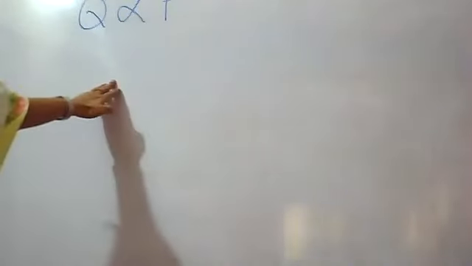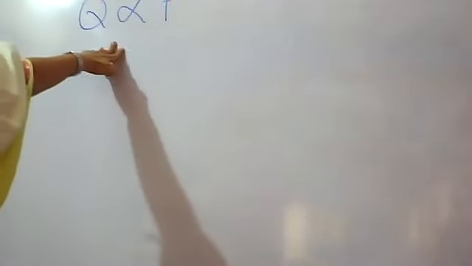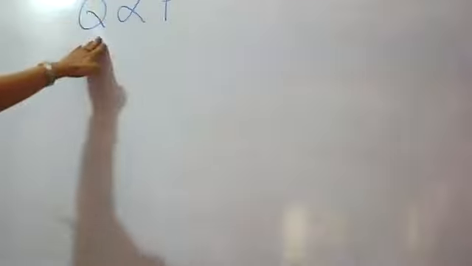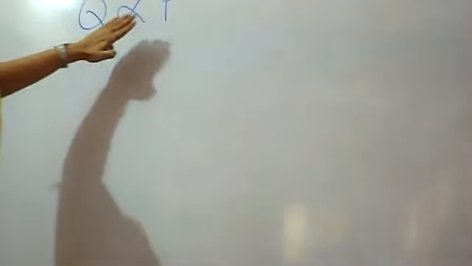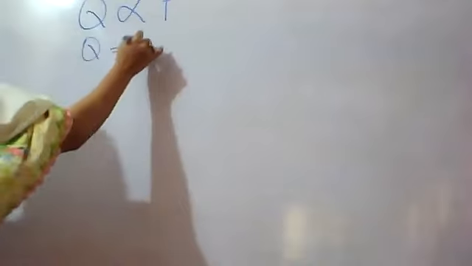The first thing you have to write is this. Until you write this, you will never be able to make the question correctly. Then Q is equal to KP. Perfect. Q is equal to KP.